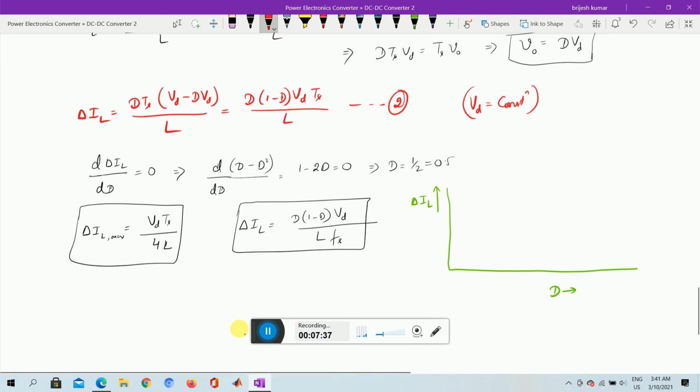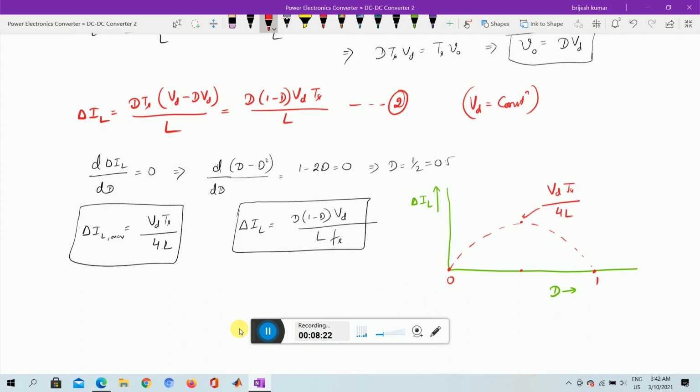When d is equal to 0, delta IL is 0. When d is equal to 1, it is also 0. And at d equal to 0.5, we know it is a higher value, the peak. The rest we can make a slope out of. This peak value will be Vd Ts by 4L. So this is the value of the peak, and we can see how the current ripple is going to vary with duty cycle.